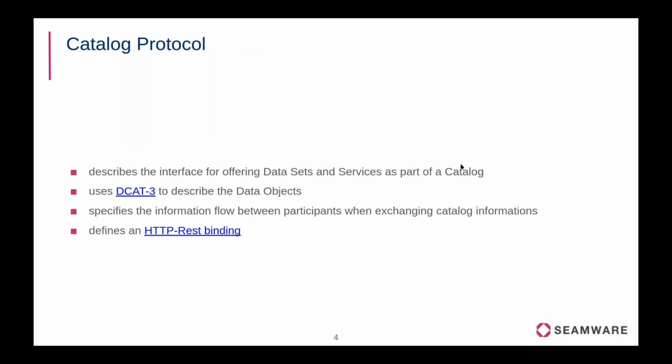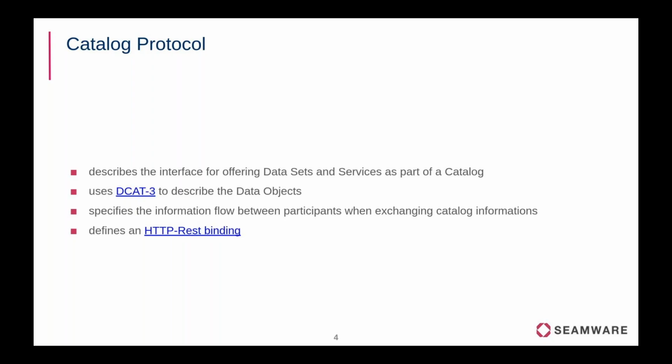So now let's take a look into the concrete parts of the protocol. I would start with the catalog protocol. The catalog protocol in general is a relatively easy interface for offering data sets and data services as part of a data catalog. The catalog itself uses DCAT3 to describe the data objects. I'm not sure how familiar you're with DCAT3 or DCAT in general, but it's essentially a specification language for catalogs and data objects and data services and data sets that they just reuse for creating the catalog.